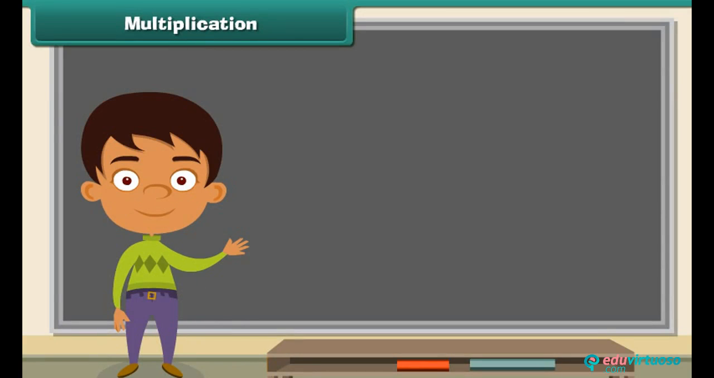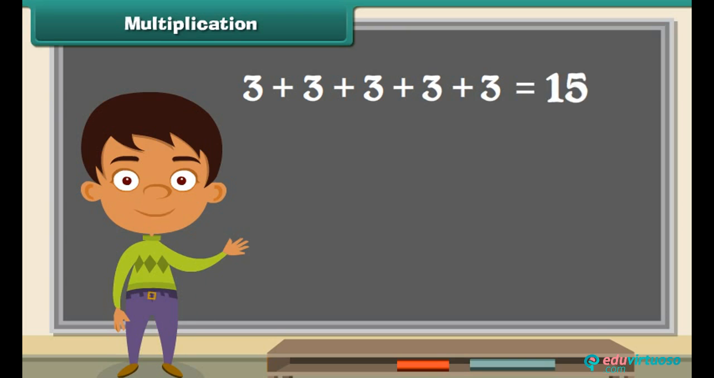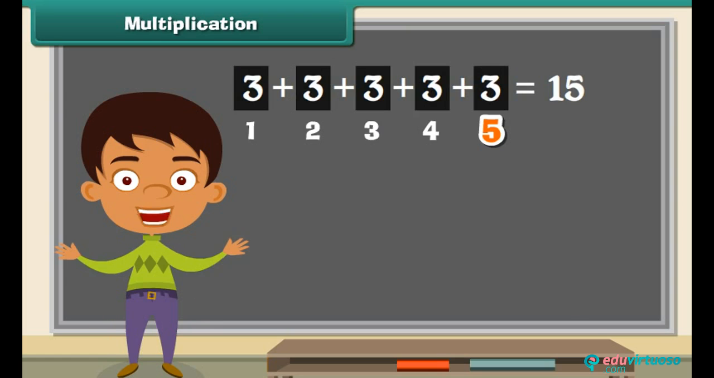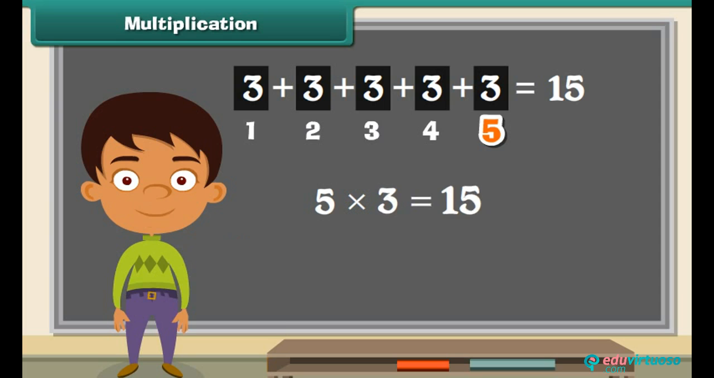Multiplication. We just calculated the number of chocolate bars given by Ria to her 5 friends as 3 plus 3 plus 3 plus 3 plus 3 as 15. If you notice, the number 3 appears 5 times. Therefore, we can also write it as 5 into 3 is equal to 15.